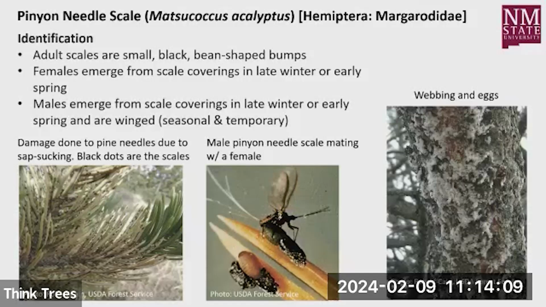And the damage for them on pinion that you can see here, you get some discoloration, dying back leaves and things like that from the action of their feeding. But they also have another sign of this nasty looking white gooby stuff. This is webbing and eggs, so they cover their eggs in that. So that's a symptom of that.